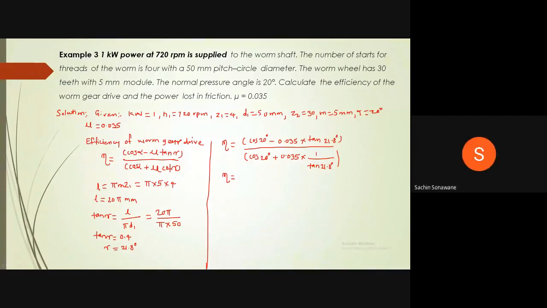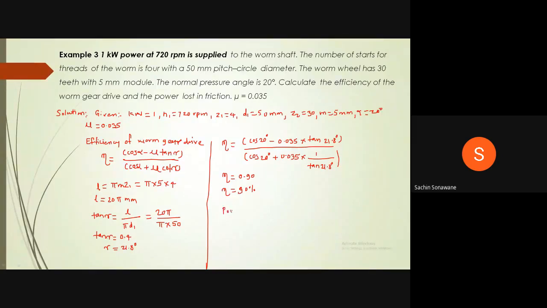0.90. 0.90 means efficiency is equal to 90%. Therefore, we will find out power lost in friction. Write down, this is the first answer.